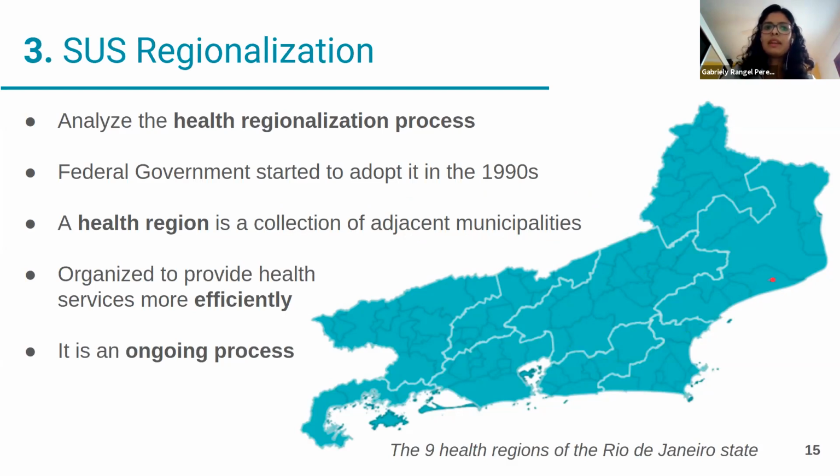So in this example, these white lines represent the limits of the health regions, and these gray lines represent the limits of the cities. So again, ideally, the patients of one health region shouldn't cross these white lines to be hospitalized. Ideally, a health region should provide enough services for your patients. And these limits are organized by health managers in order to provide health services more efficiently. And it's an ongoing process, so it can change in time in order to improve the accessibility and the efficiency of the health services.